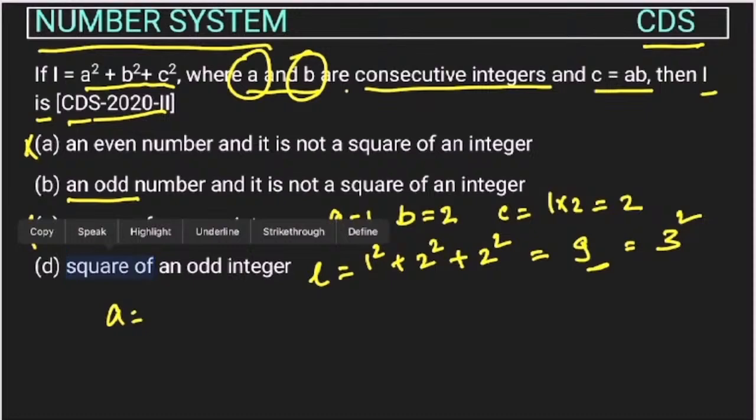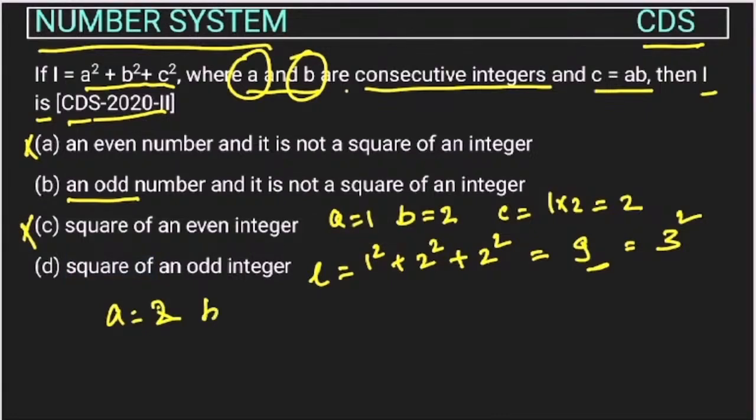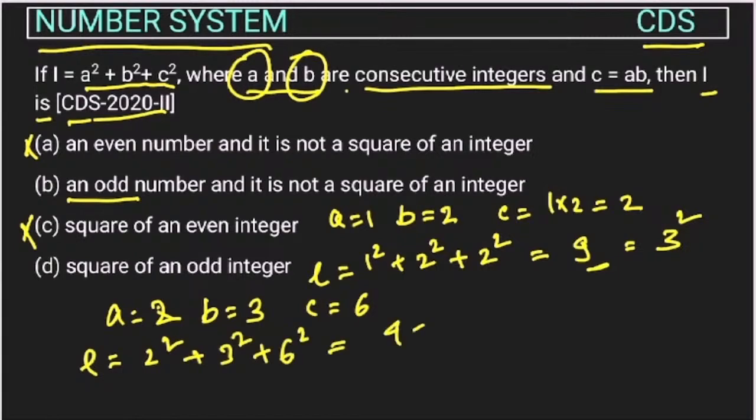Let's take a is equal to 2, right? And b is equal to 3, because these are consecutive integers. Then c will be 2 into 3, which is 6. So L will be 2 square plus 3 square plus 6 square. This will be 4 plus 9 plus 36, so this will be 49. So this 49 means 7 square. Here we got 3 square, here 7 square. So we are sure that it is a square.